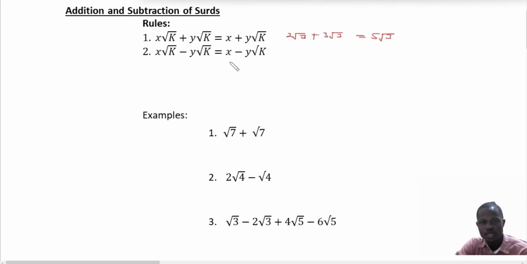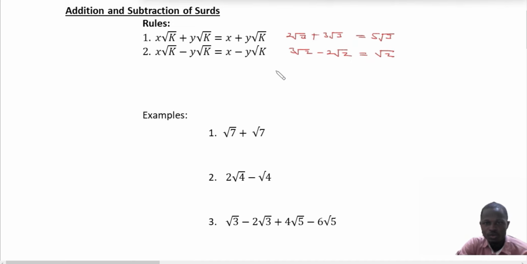For the subtraction rule, it's the same. Let's say 3 root 2 minus 2 root 2. This is simply, subtract 3 and 2. 3 minus 2 is 1. So you just write root of 2. Remember, there's a 1 outside here, you don't need to write it. So this illustrates the addition and subtraction.